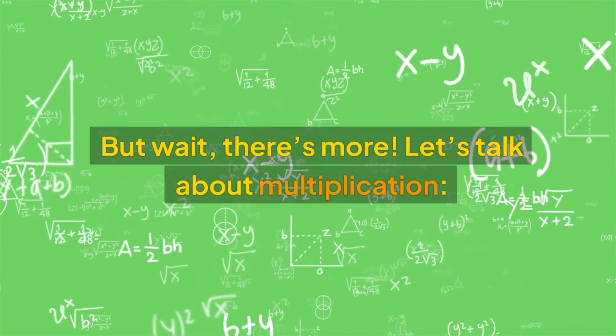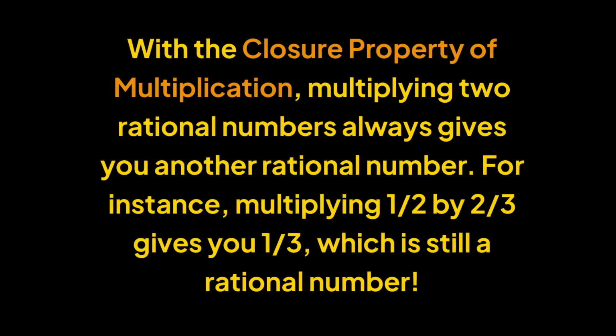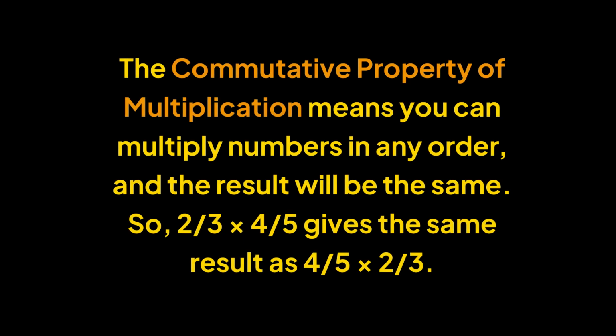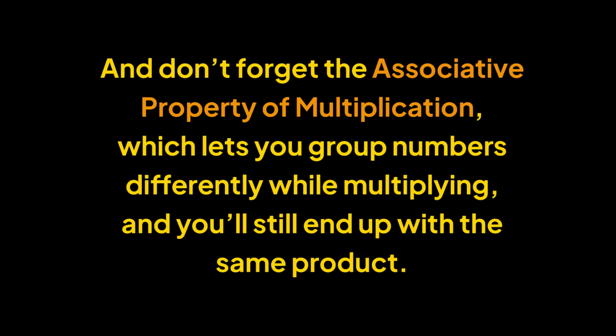But wait, there's more. Let's talk about multiplication. With the closure property of multiplication, multiplying two rational numbers always gives you another rational number. For instance, multiplying 1/2 by 2/3 gives you 1/3, which is still a rational number. The commutative property of multiplication means you can multiply numbers in any order, and the result will be the same. So, 2/3 times 4/5 gives the same result as 4/5 times 2/3. And don't forget the associative property of multiplication, which lets you group numbers differently while multiplying, and you'll still end up with the same product.